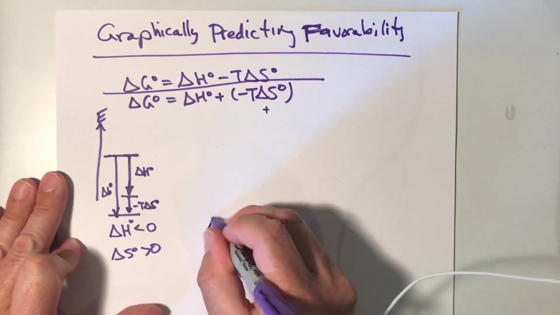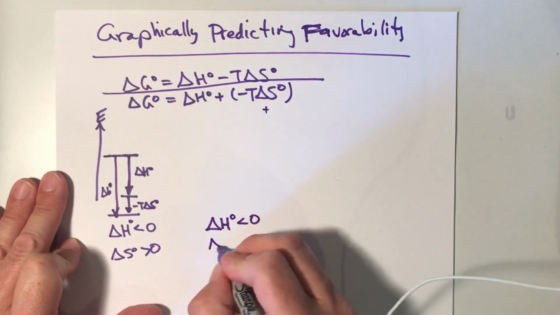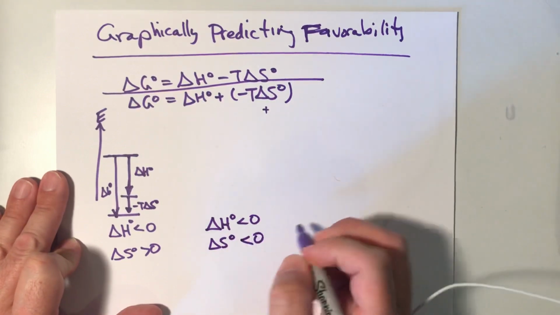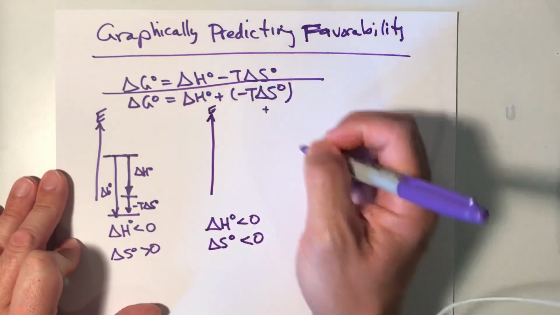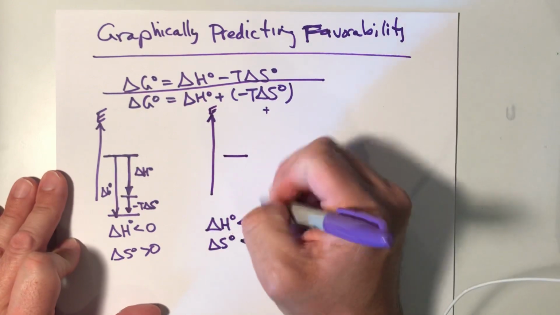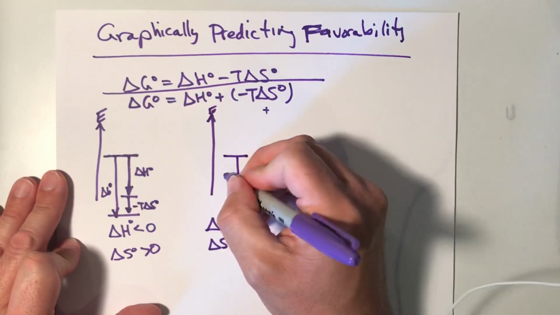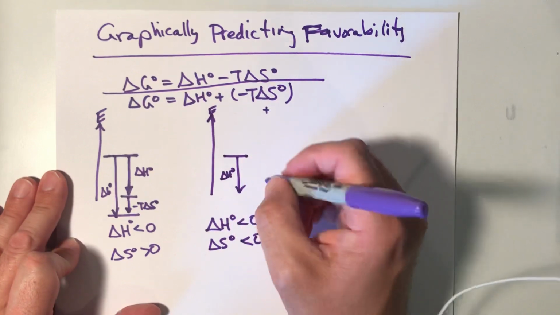Let's do one of the more interesting examples. Let's do delta H negative, and let's do delta S also negative. So again, we're going to draw our energy axis on the y, have a random starting place. Now we have a negative delta H, so that part's easy. The delta H we're going to represent with an arrow going down.